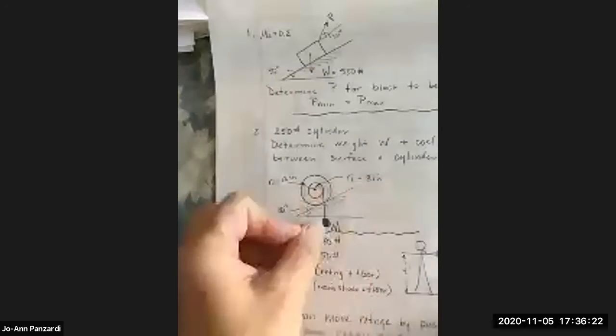And then the second problem we did, we had the cylinder that had a block on it and had a weight called WB, the weight of the block. We also knew the weight of the cylinder was given.